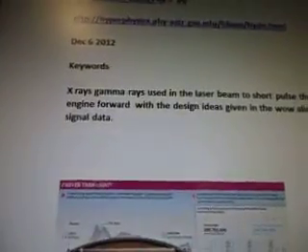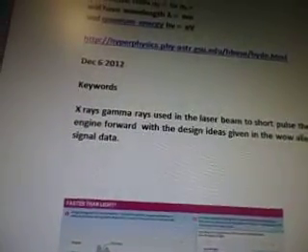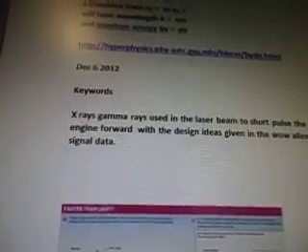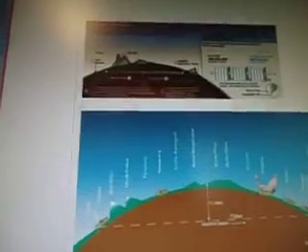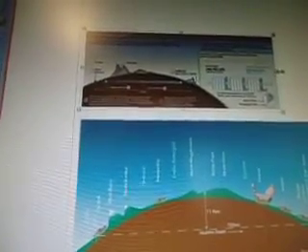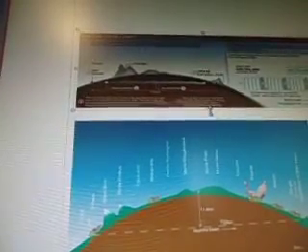We have X-rays and gamma rays used in the laser beam to short pulse the UFO engine forward, with the design ideas given in the WOW alien radio signal data. Okay, this was the test for faster than light from CERN.